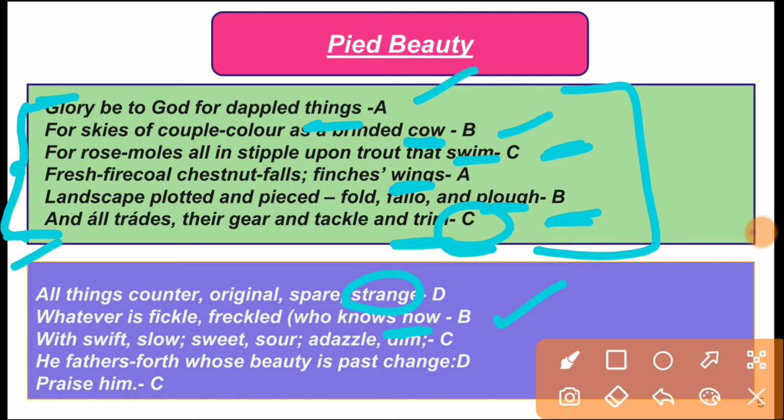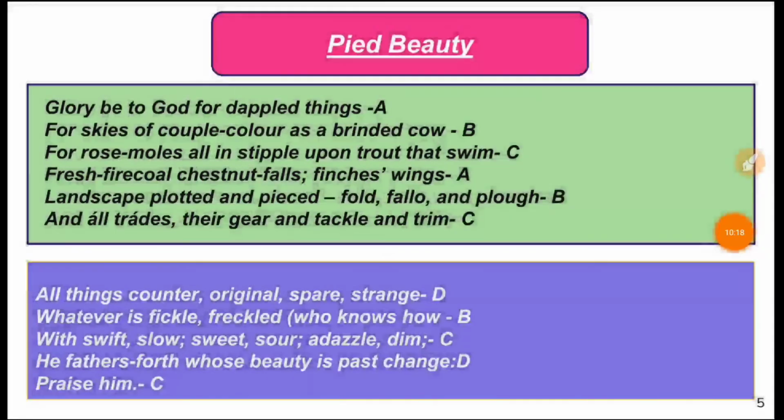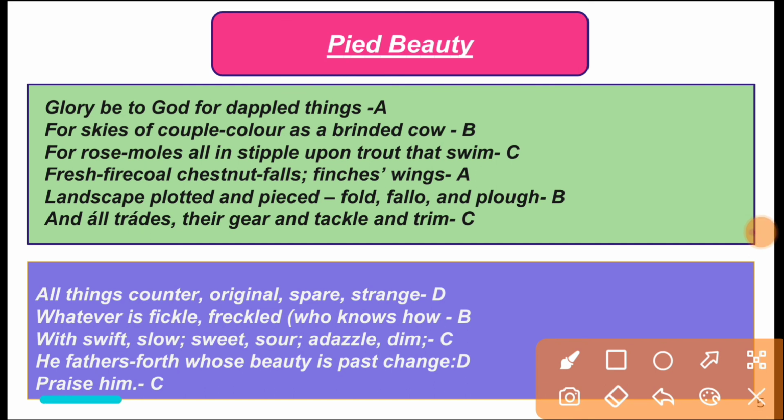So dim, swim as well as trim sound similar, so again I mark this word with C rhyming scheme. Then he fathers-forth whose beauty is past change. Here you can see strange as well as change sound similar, so I also mark the word change with D rhyming scheme. At the very end of this stanza there is a very short line, that is praise him. This word him, dim as well as him, sounds very similar, so I mark it with C rhyming scheme.